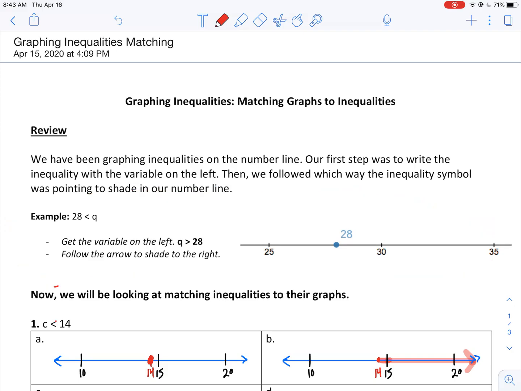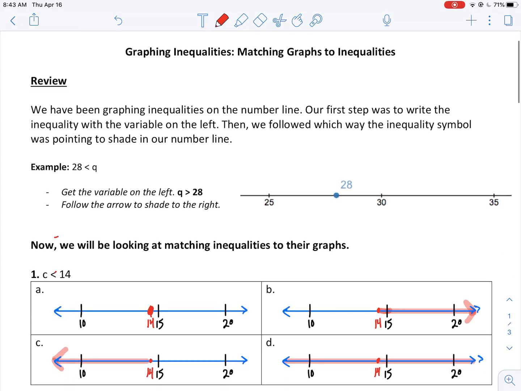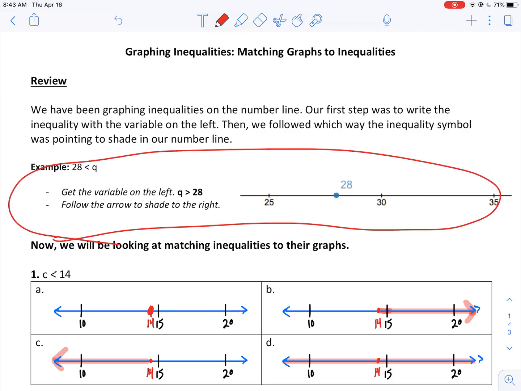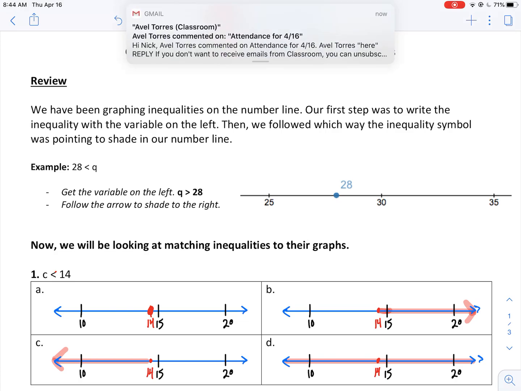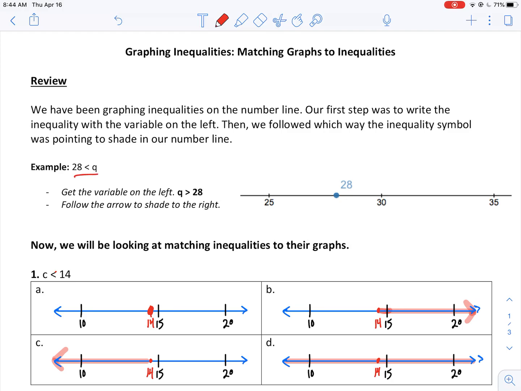Happy Thursday. Today we're going to be looking at matching graphs to inequalities. Lately, we've been graphing inequalities, like you see down here. We've been doing that. But today we're going to match those graphs to our inequalities. Now we will have a quiz tomorrow, and it will be half of the questions like this, and half of the questions like what we're going to do today.